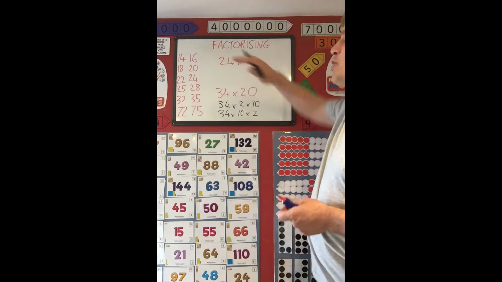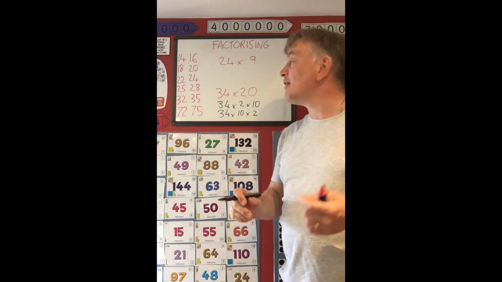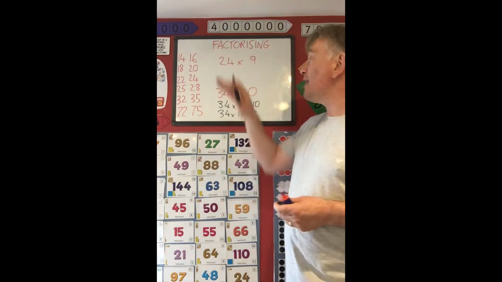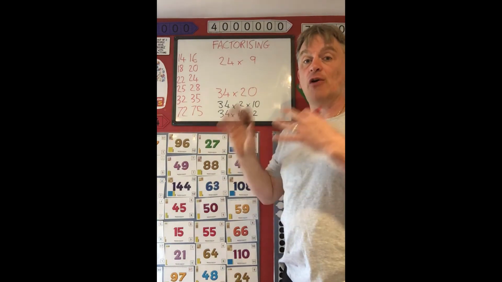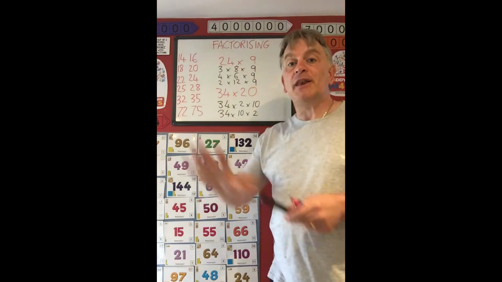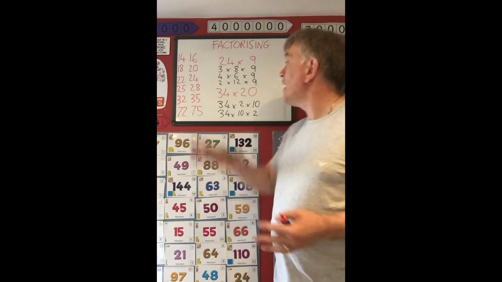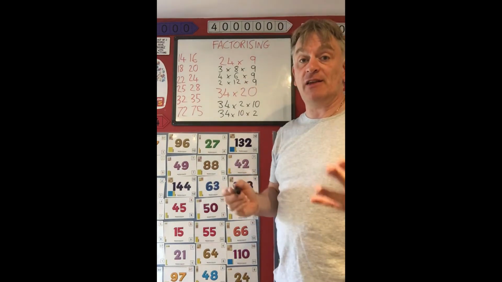Let's go back to that first one now though. Let's pause the video. Which would be the best factors of 24 to use to make 24 multiplied by 9 a little bit easier? Have a little look and write down what you think. Now, what I've written down on the board are the 3 possible options that you could use for factorising 24. Which of those would make that calculation easier to do?